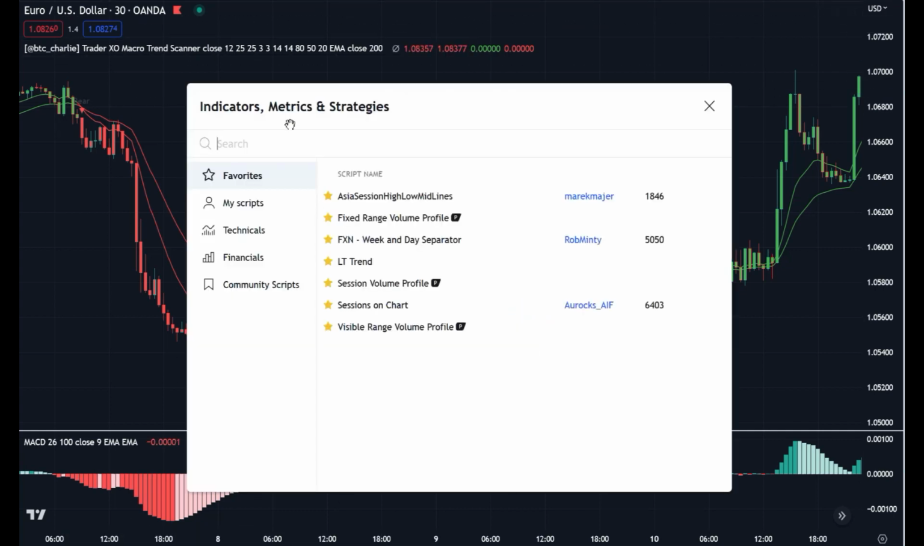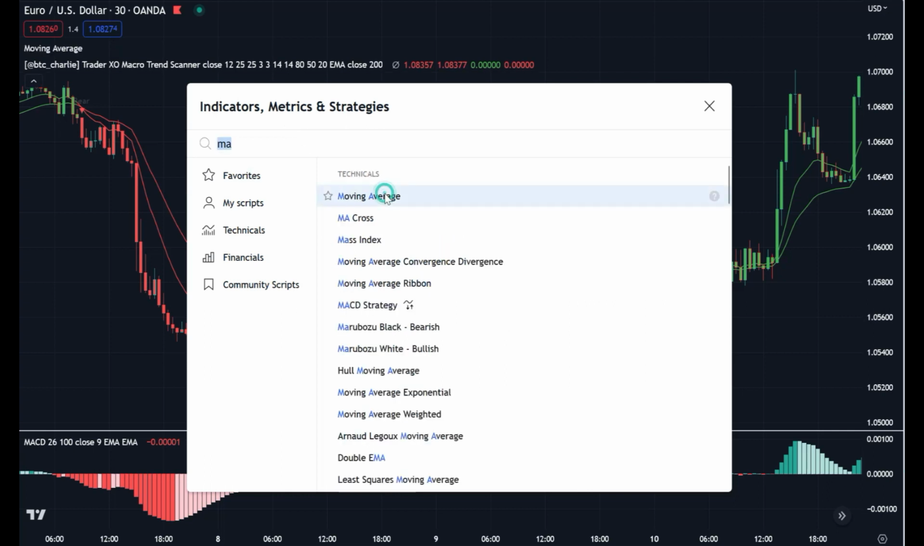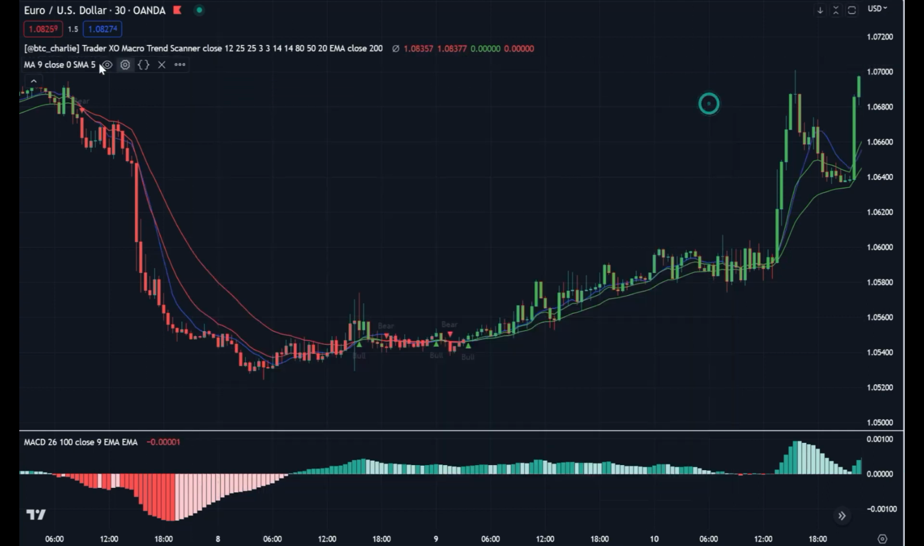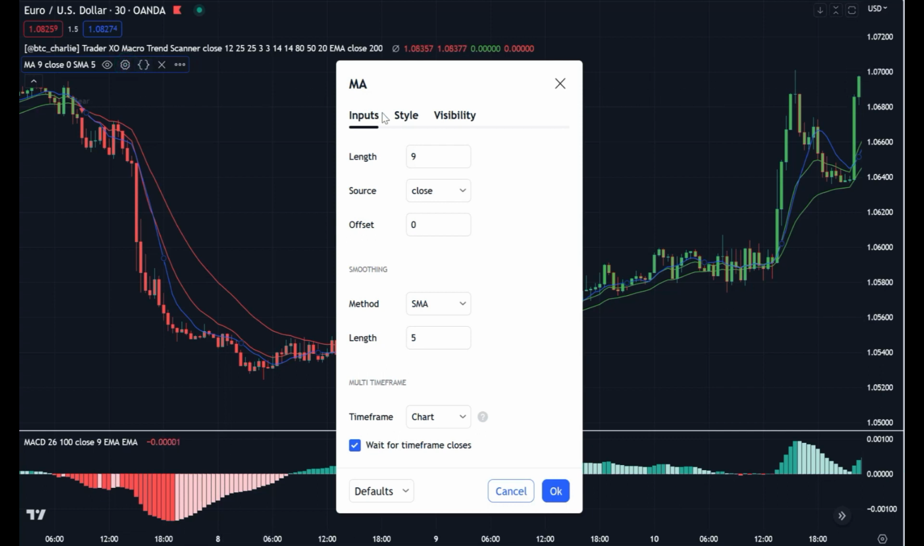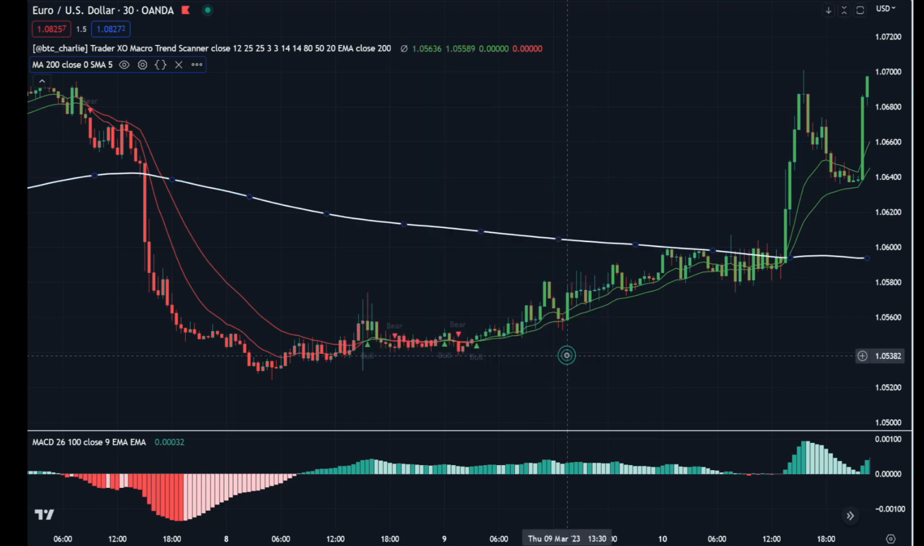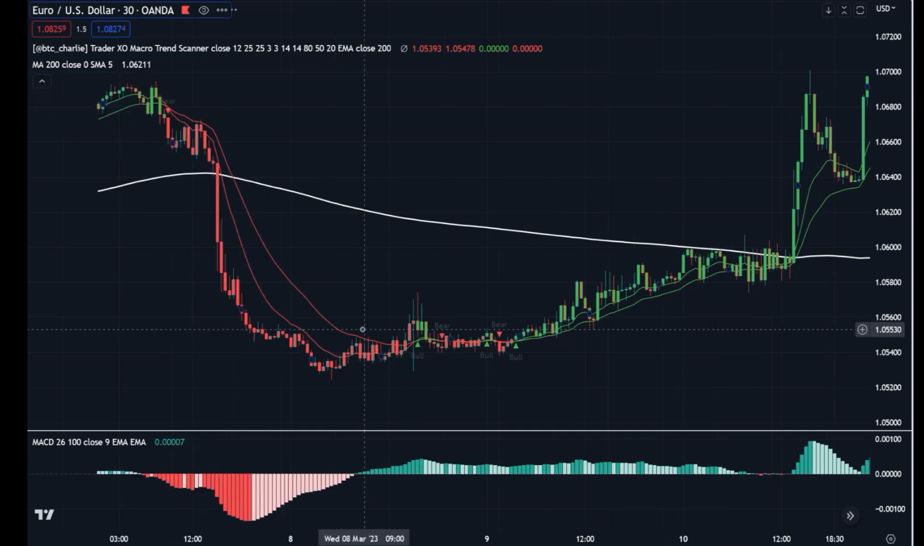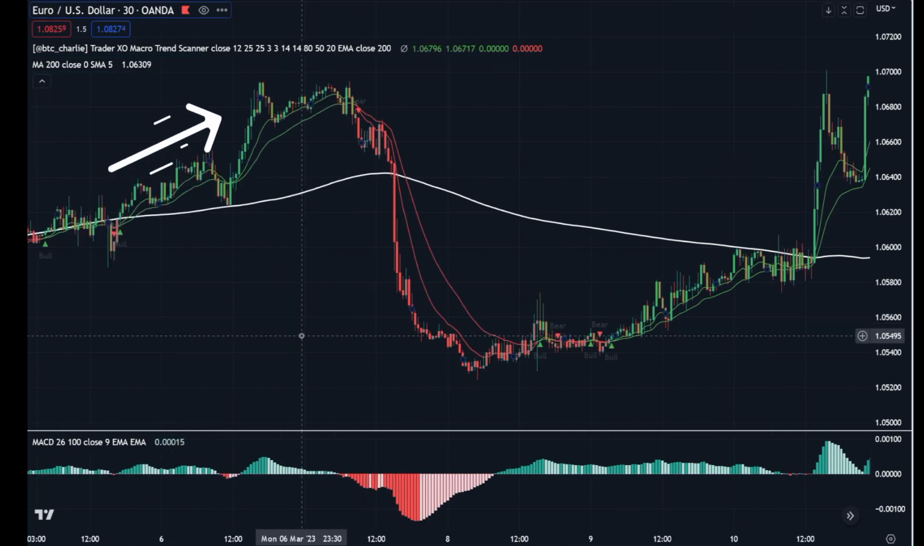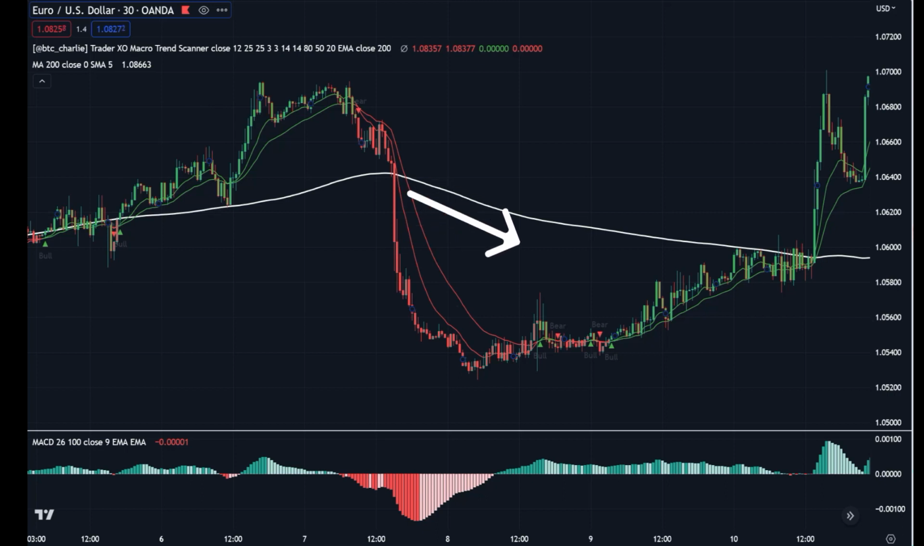Go to the Indicators tab and search for MA, Moving Average. Add the Moving Average Exponential indicator to your chart. In the settings, change the length to 200 from 9 and modify the color of the moving average line to white. This moving average line serves as an indication of the market's trend direction. When the price is above the moving average, it signifies an upward trend, and when the price is below the moving average line, it indicates a downward trend.